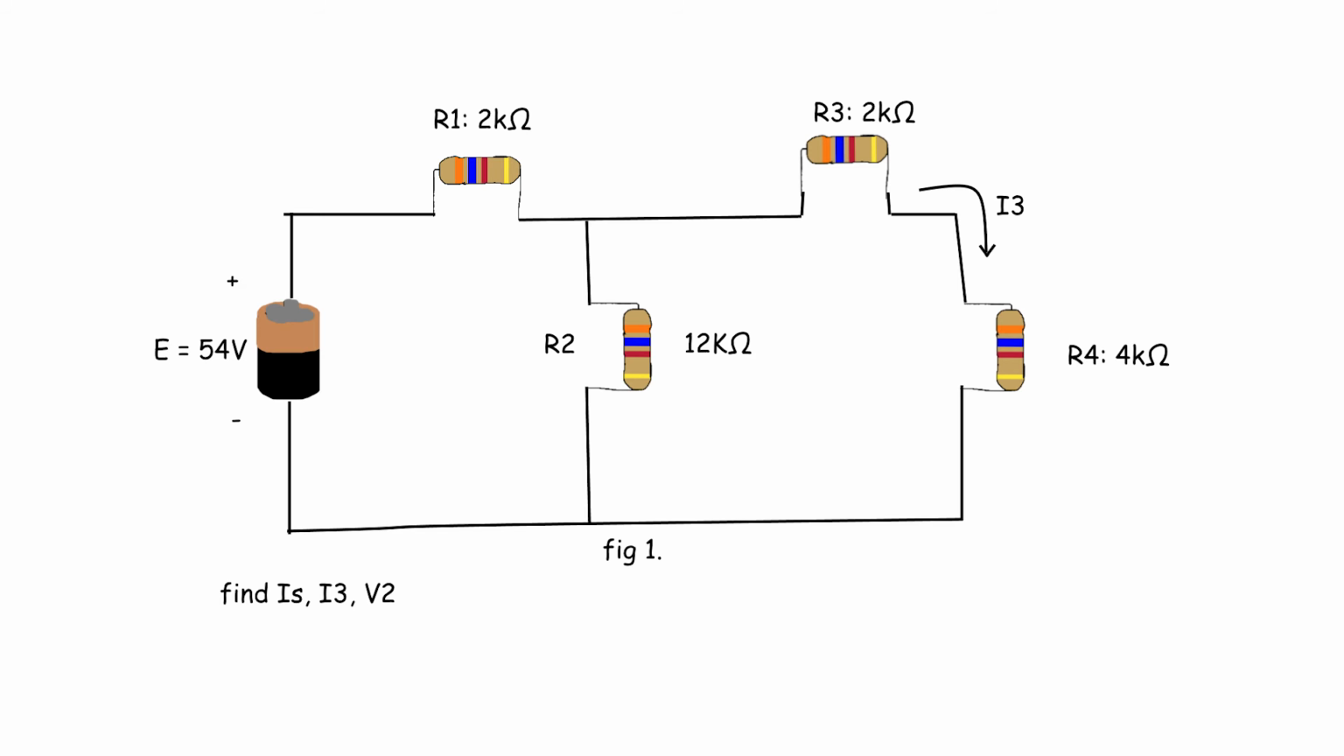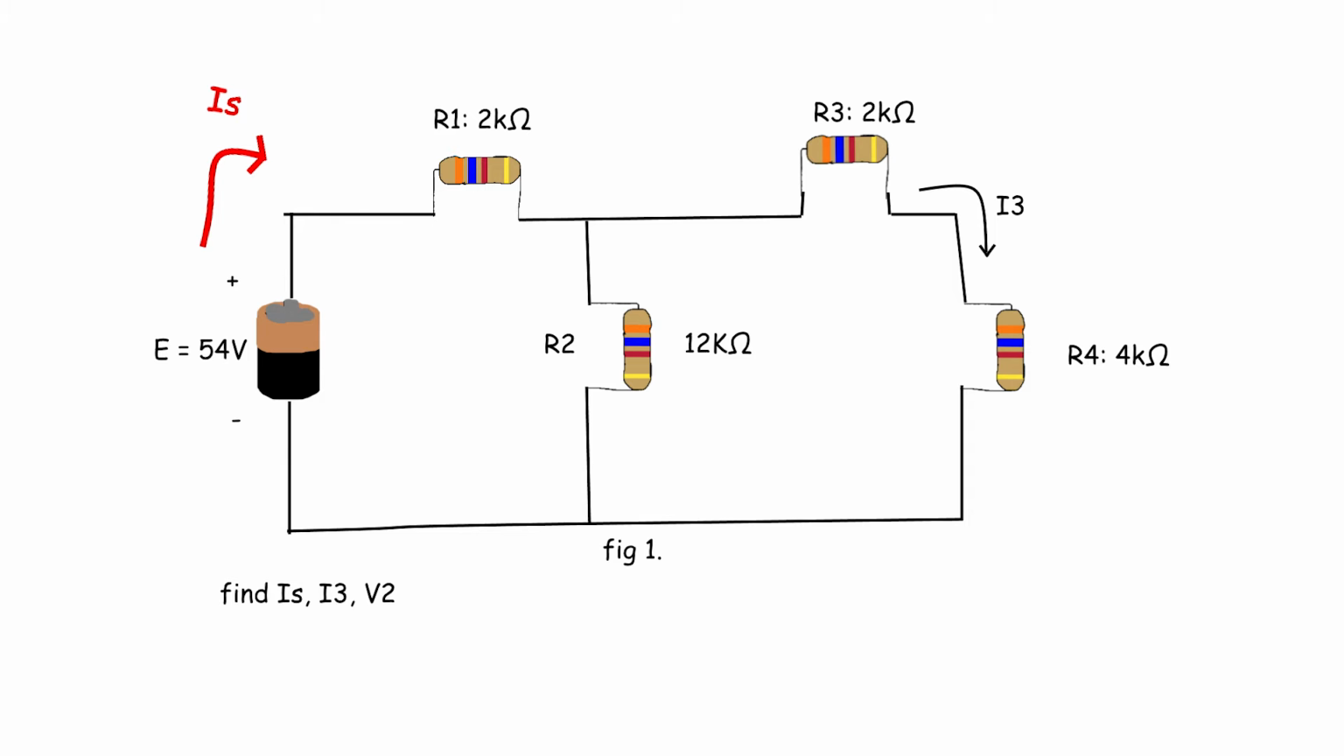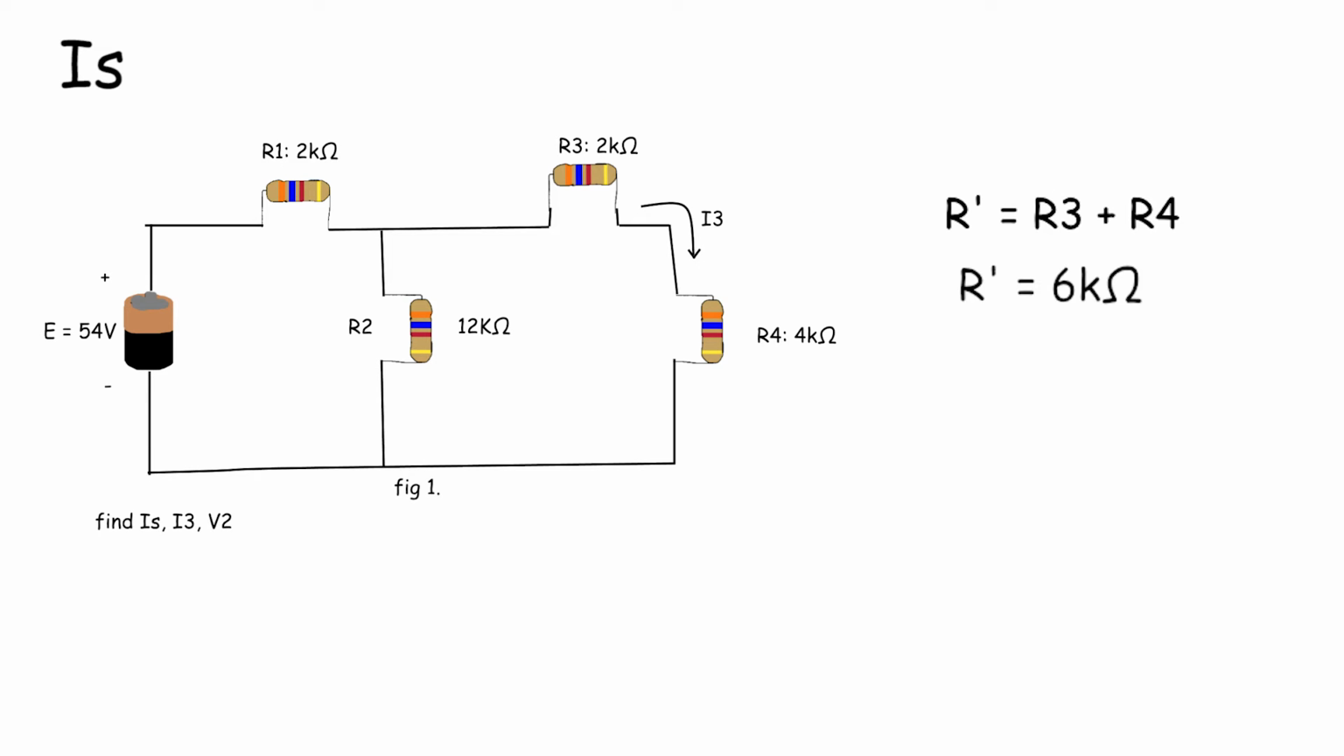When looking at a circuit diagram like this and attempting to find the source current, a great method is to simplify down the circuit. As resistor 3 and resistor 4 are in series, you can simply add them together. I usually denote the resulting resistance with another character.